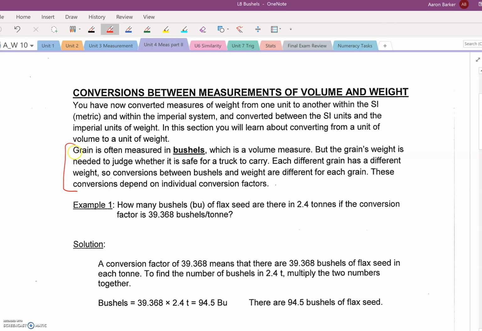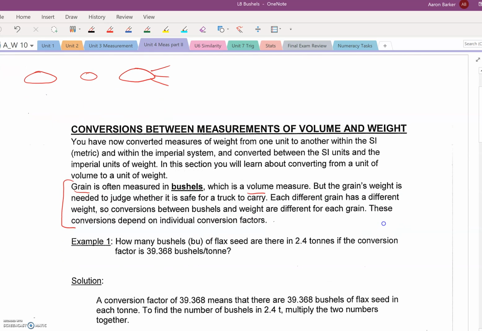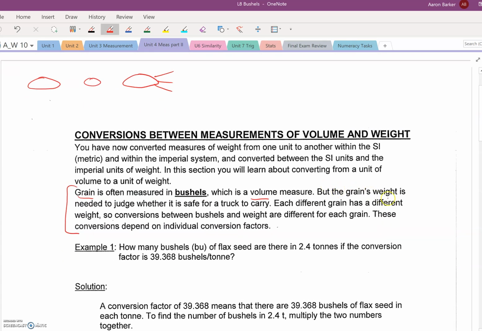Bushels is what you use for grain. So it's a volume measurement, okay? If you think about the size of grain, it could be this size, or that size, or maybe grain has little awns sticking out, and that's going to change how much volume the grain has in bushels. It also has different weights. This one might be very heavy, this one very light, and this one medium. We don't know, because the density of the grain changes how heavy it is as well.